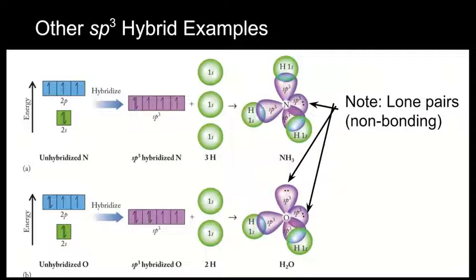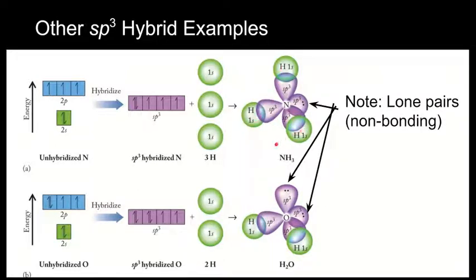Here are some other examples of when we would see sp3 hybridization. So for nitrogen, bonding with 3 hydrogens, this is ammonia. And we've drawn Lewis structures of all of these in the previous videos, so if you want to look back at those, or the VSEPR theory, then you'll be able to see these. So again, nitrogen is 2s2, 2p3. So we're going to take that s orbital and all 3 of the p orbitals, and we're going to make 4 sp3 orbitals.